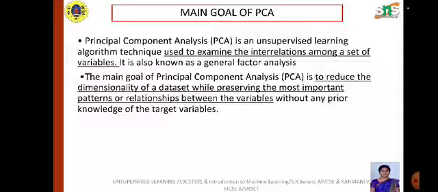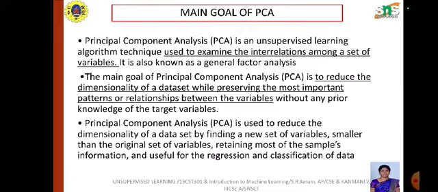The main goal of principal component analysis is to reduce the dimensionality of a dataset while preserving the most important patterns and relationships. So it will reduce the features of the original dataset and give the important patterns and relationships between the variables without any prior knowledge of the target variables. PCA reduces the dimensionality of a dataset by finding a new set of variables, smaller than the original set of variables.